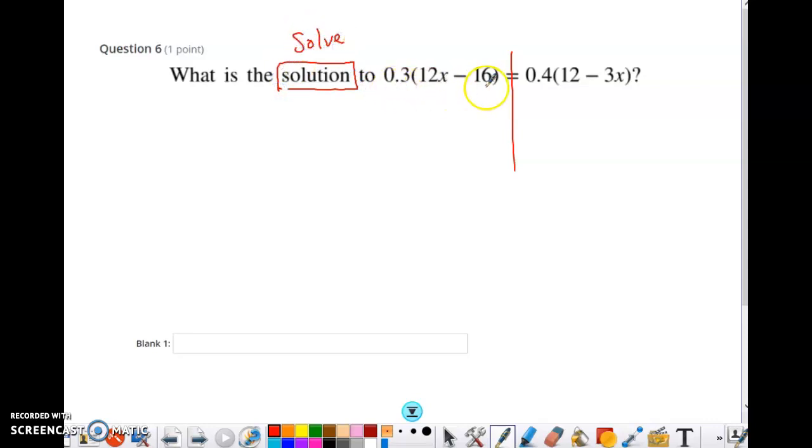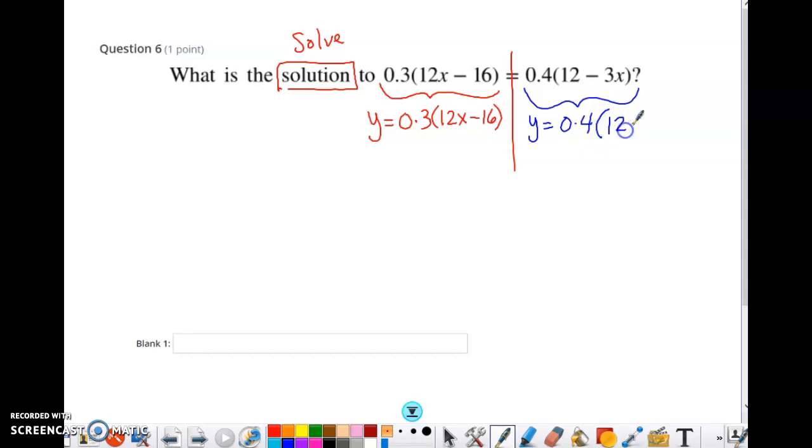Okay, there is a left side and a right side. The left side, we're going to put it in y equals in decimals: 0.3 parentheses 12x minus 16. And the right side, we're also going to put it in decimals in another line, y equals 0.4 parentheses 12 minus 3x.